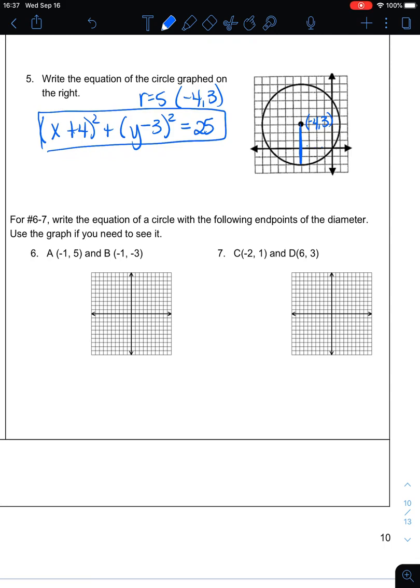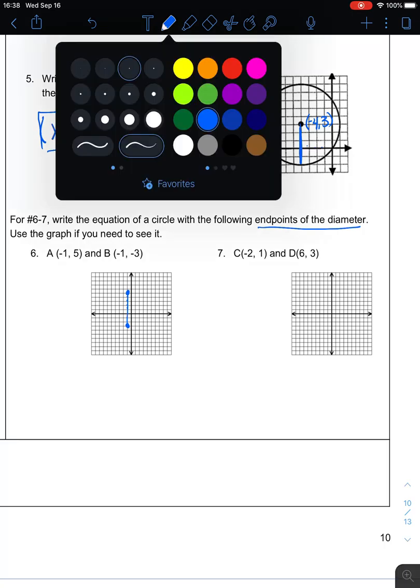So these last ones, I want you to see them on the grid so that you can figure out how to work with them. And then I'll show you that there's another way to do it. But I think seeing them on a graph makes it easier. So we've got (-1, 5). That's where A is. And these are the endpoints of a diameter. And then (-1, -3). So these are the endpoints of the diameter of the circle.